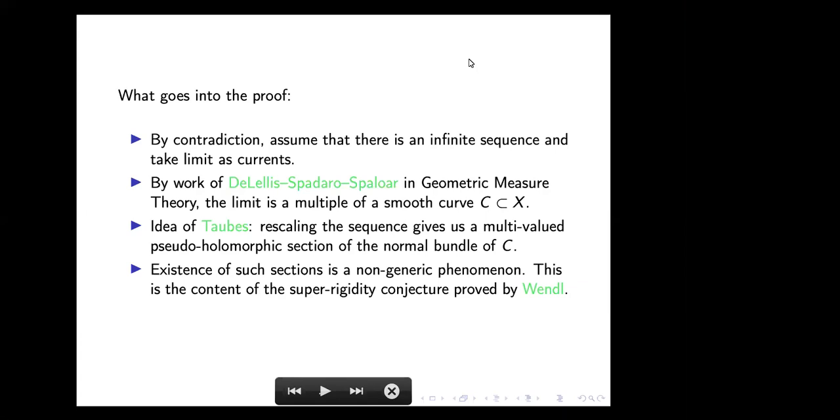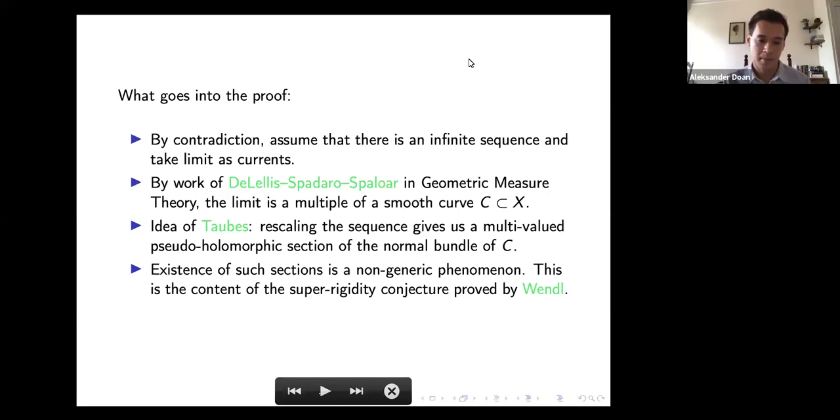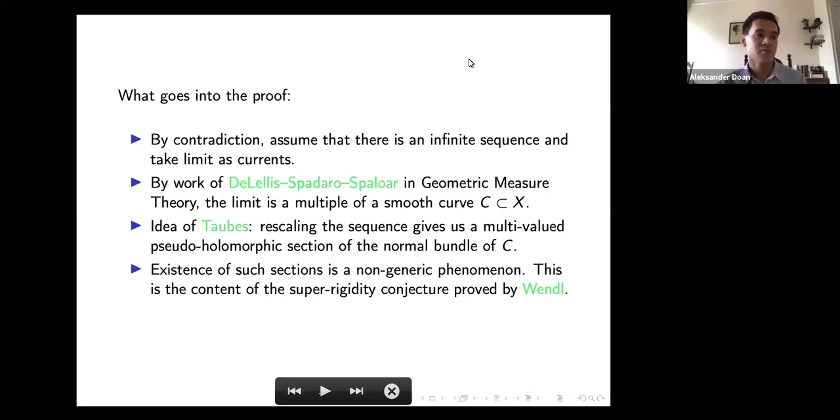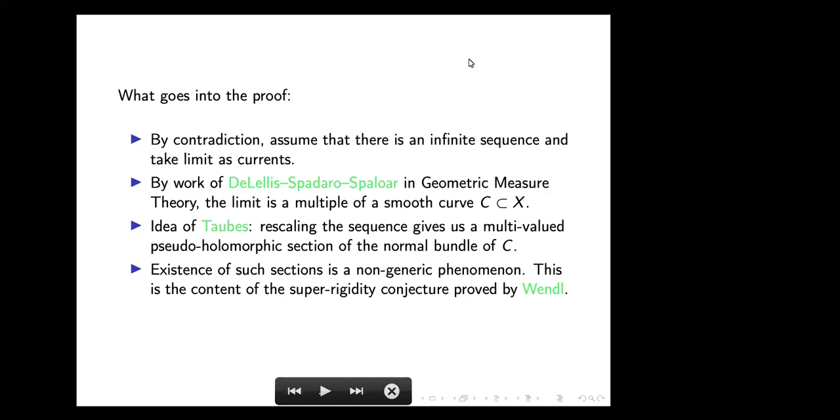Sorry. Maybe I misunderstood, but you said something like a pseudo-holomorphic normal section gives rise to deformations, right? Yes. So what is a pseudo-holomorphic normal section? Okay. So in the simplest case, if everything is genuinely holomorphic, so you have a complex manifold and you have a holomorphic curve, then the normal bundle is a holomorphic vector bundle, and you can talk about holomorphic sections. Yeah, that's okay.